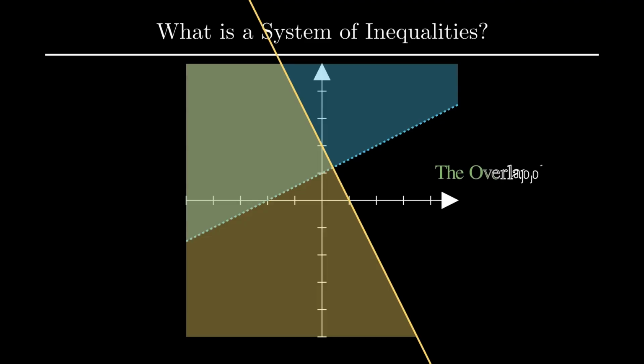The final solution to the entire system isn't just one side or the other. It is the specific overlapping region where both fields merge together. Any point sitting inside this shared sector satisfies both boundaries simultaneously.